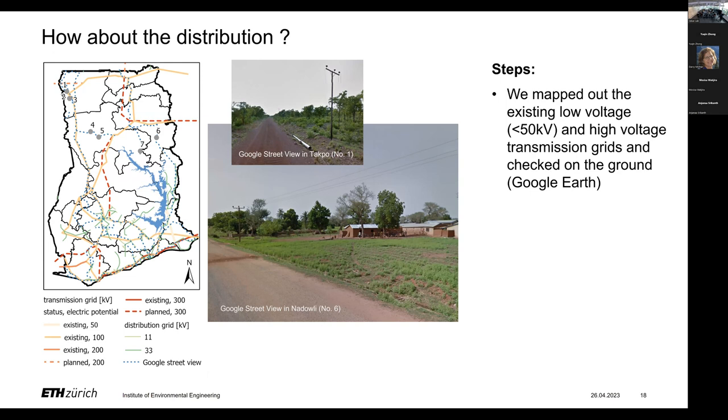So point number six, for instance, was off the grid. You see here, there was no grid map there, but there clearly is an electric line there. Point number one, which was on one of the high kilovolt grids, it is, but you probably see the wires hanging off the pole. So it's in disrepair, it's not being used.